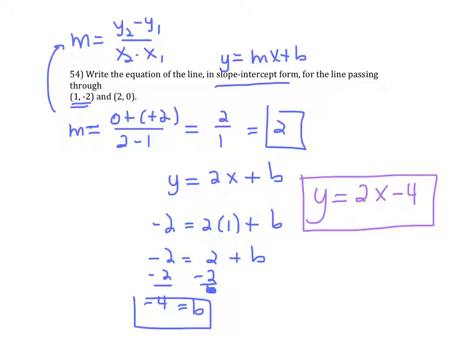Don't forget that you can check your work by plugging your points in and making sure that they work in the equation. Like if you plug 1 in for x, 2 times 1 is 2, minus 4, it'll give you the negative 2 for y. If you plug in 2 for x, 2 times 2 is 4, minus that 4 is 0. So both points work. So this has to be the equation for the line through those two specific points.